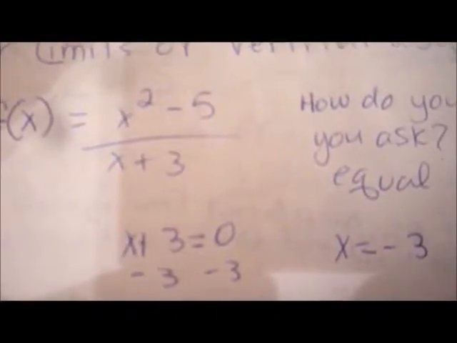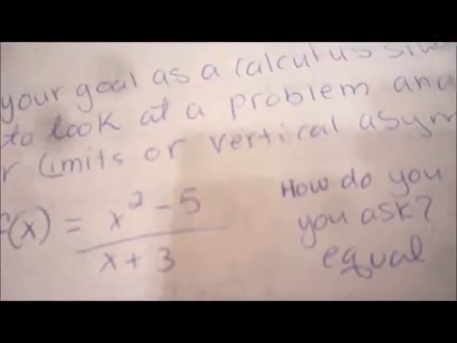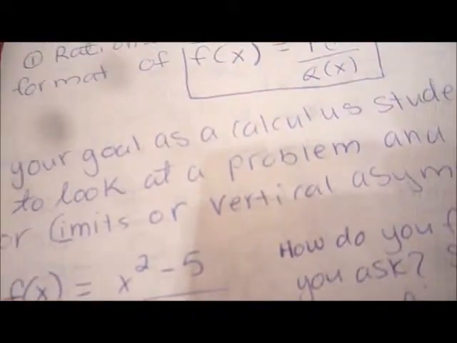Let's look at the function (x squared minus 5) over (x plus 3). How do you find the vertical asymptote? Simple. Make the bottom equal 0. There's not two answers here because it's not x squared, it's just x. So x plus 3 equals 0, and that yields x equals -3. What does that tell you? This graph has a vertical asymptote at x equals -3.